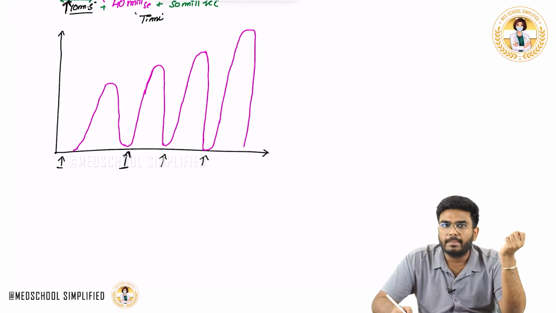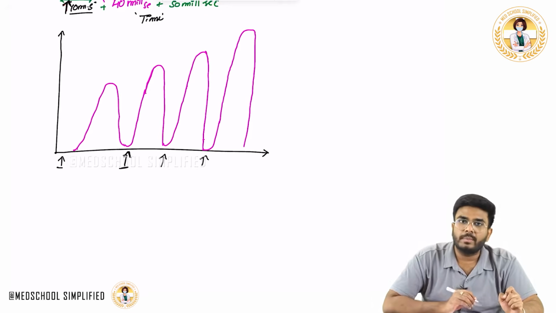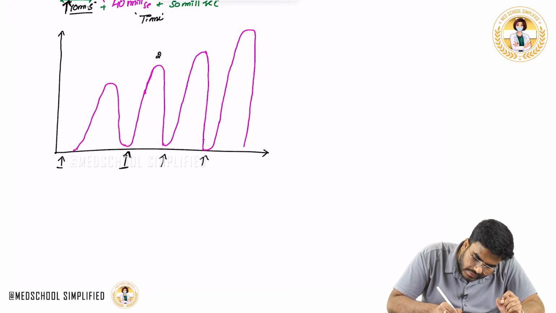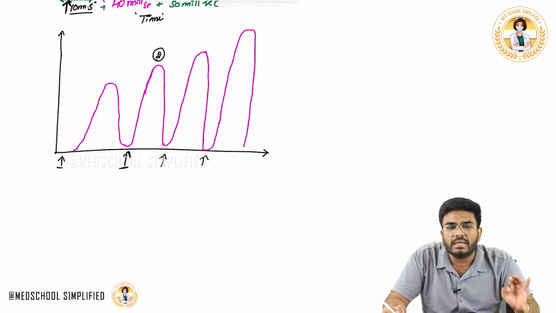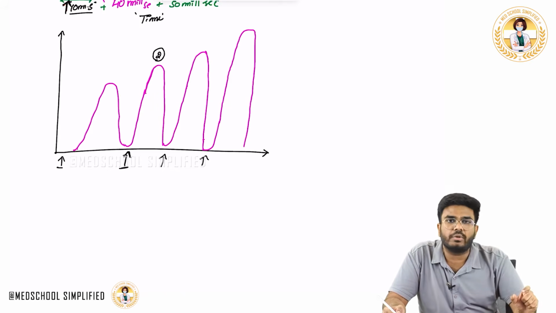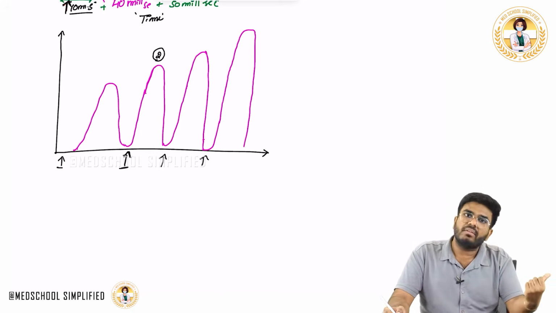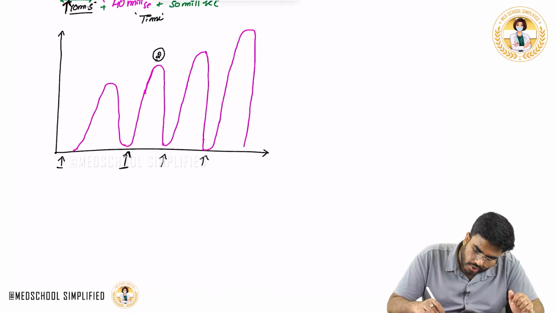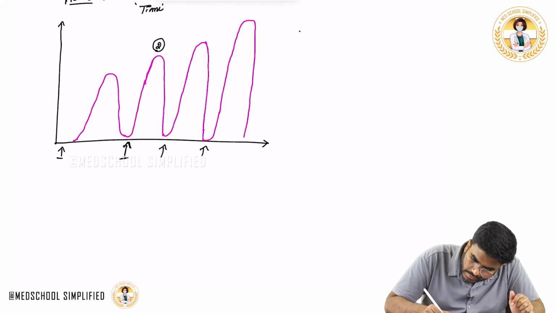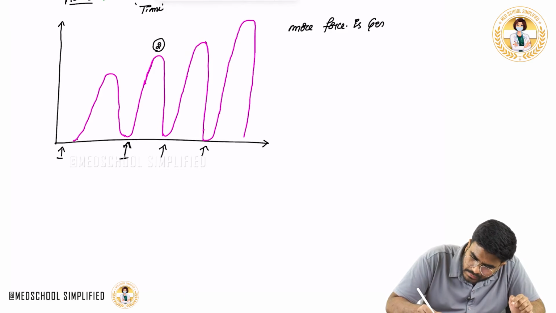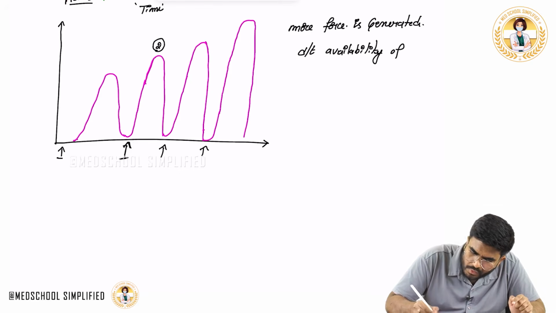So what exactly is happening? First let me go from the basics. Why in this second muscle twitch, or second contraction, is the force generated by this motor unit greater when compared to the first one? It's because of the availability of more calcium.